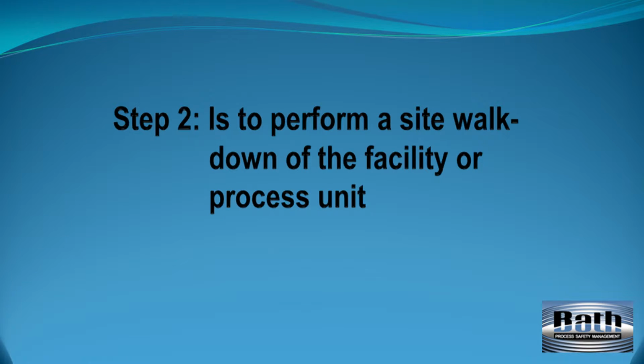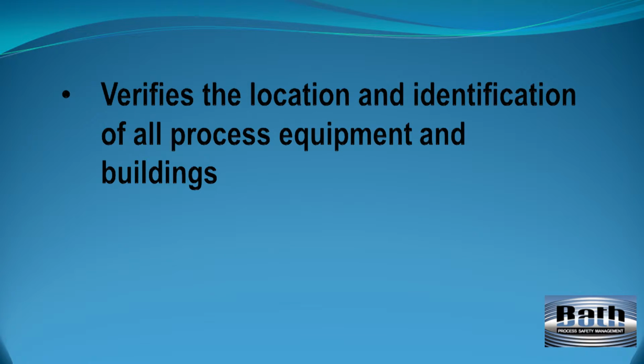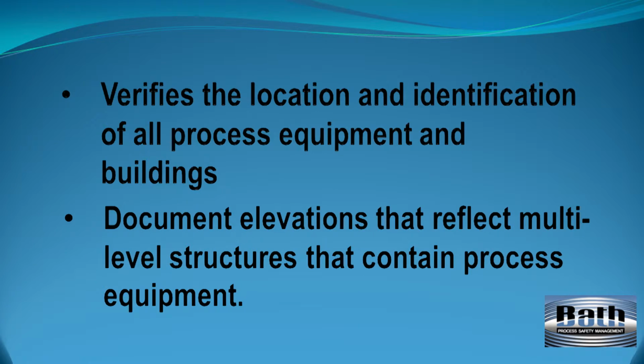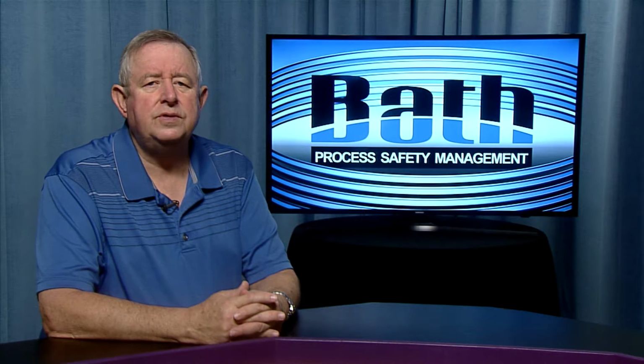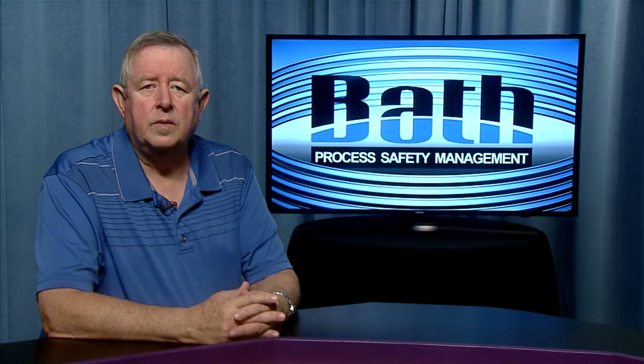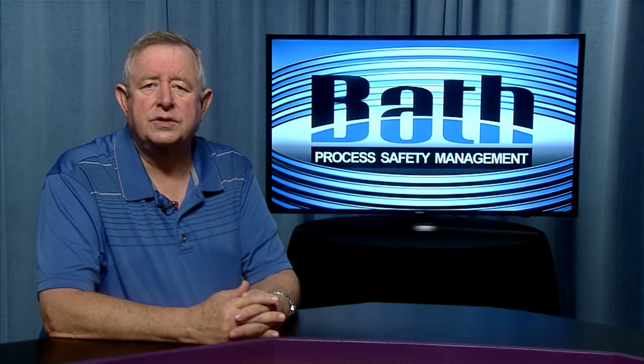Step 2 is to perform a site walk down of the facility or process unit that accomplishes the following. Verifies the location and identification of all process equipment and buildings. Document elevations that reflect multi-level structures that contain process equipment. Step 3, perform an analysis of the material balance information. This analysis is used to determine what pure components will be used in the modeling process and will also characterize all pseudo components that are grouped by normal boiling points.